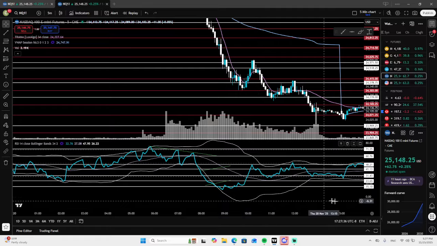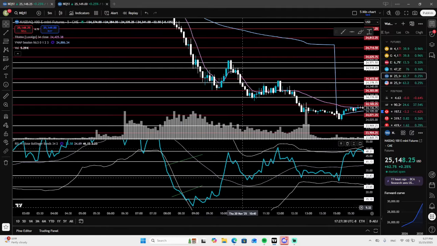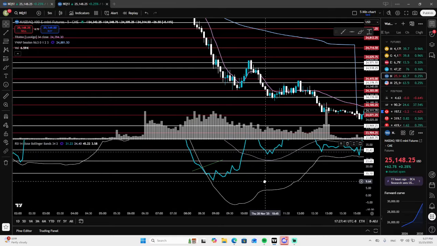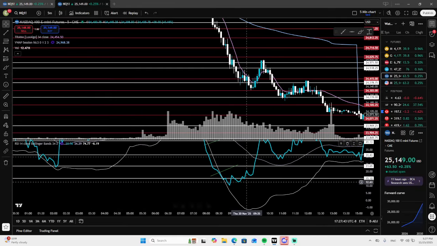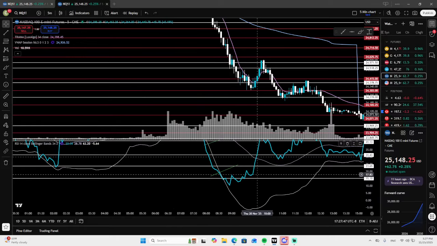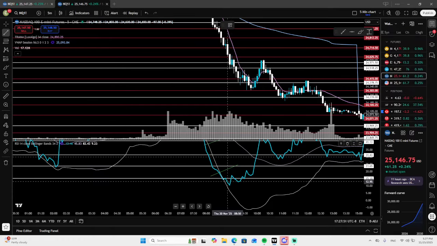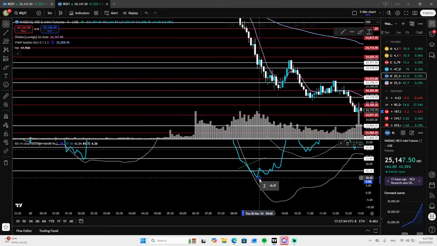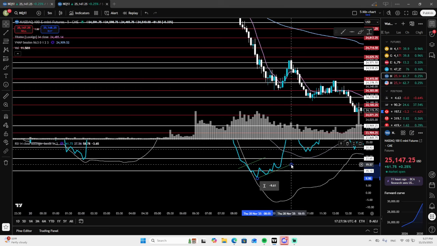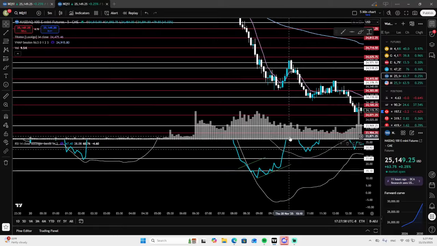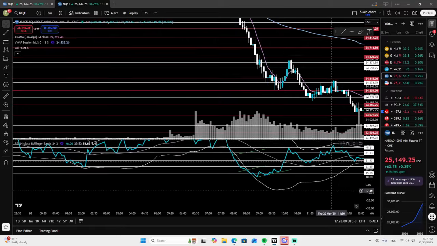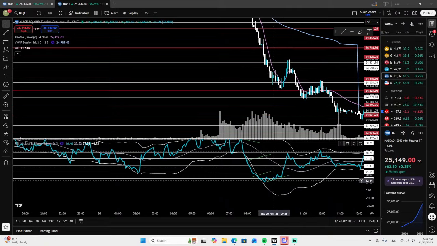So if we come over to our 5-minute here, this is usually what you'll see on a day of reversal. A lot of people see this and they don't really know what this means, but this was actually a bullish divergence. And this is when you actually want to start looking for a reversal of the day, because now you have your bottom divergence.